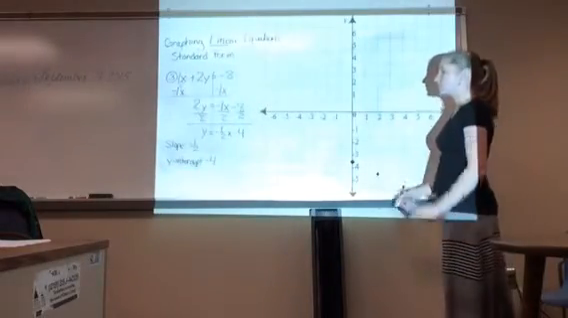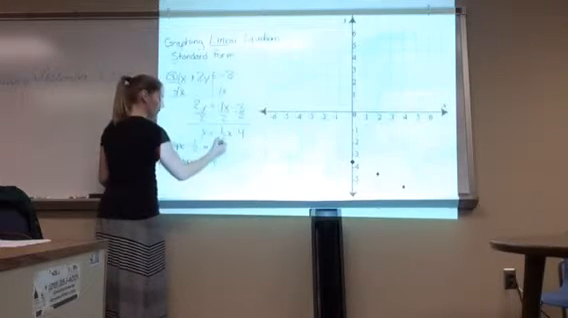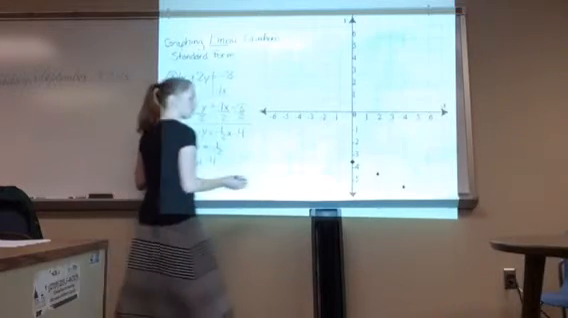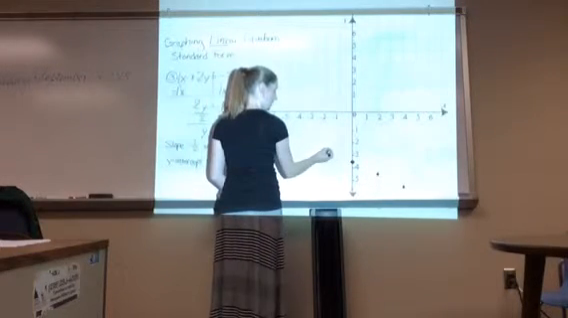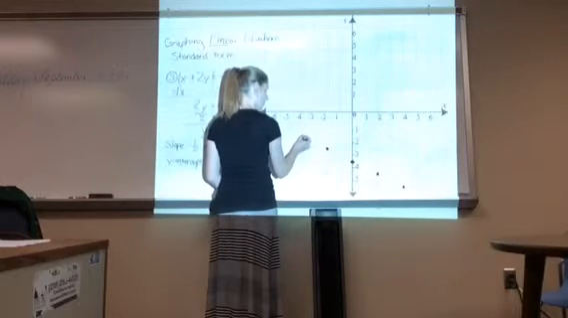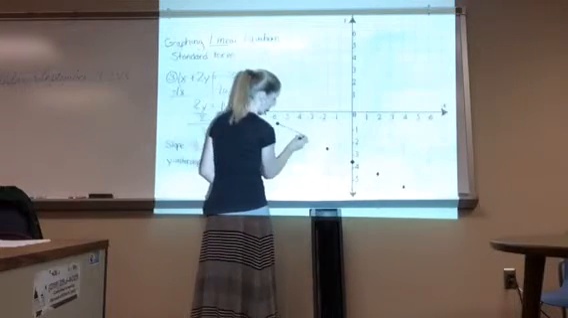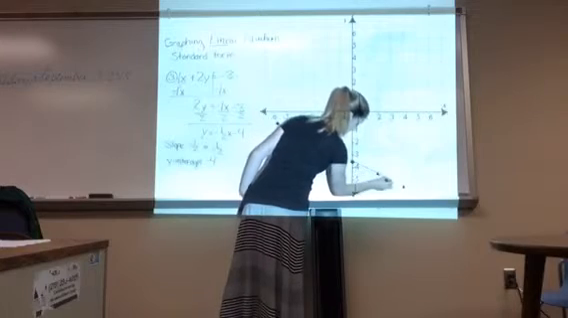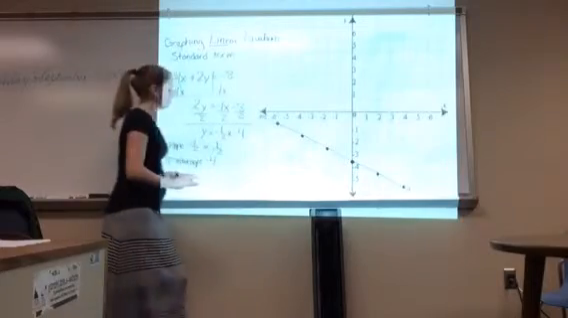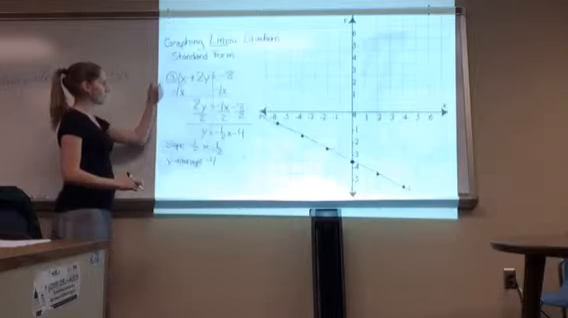So from there we run out of room, so let's do the opposite. Instead of negative 1, make it positive 1. Instead of positive 2, make it negative 2. So we're going to go up 1, left 2, up 1, left 2, up 1 to the left 2. And then we can connect our points with a line. Okay, so it's a negative slope, it's going downhill. And that would be our graph for number 3.